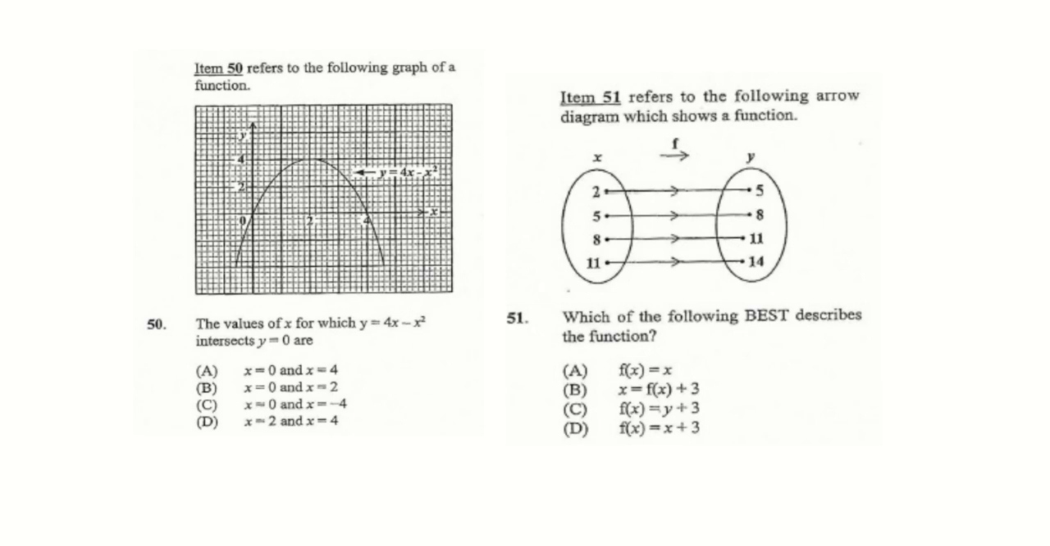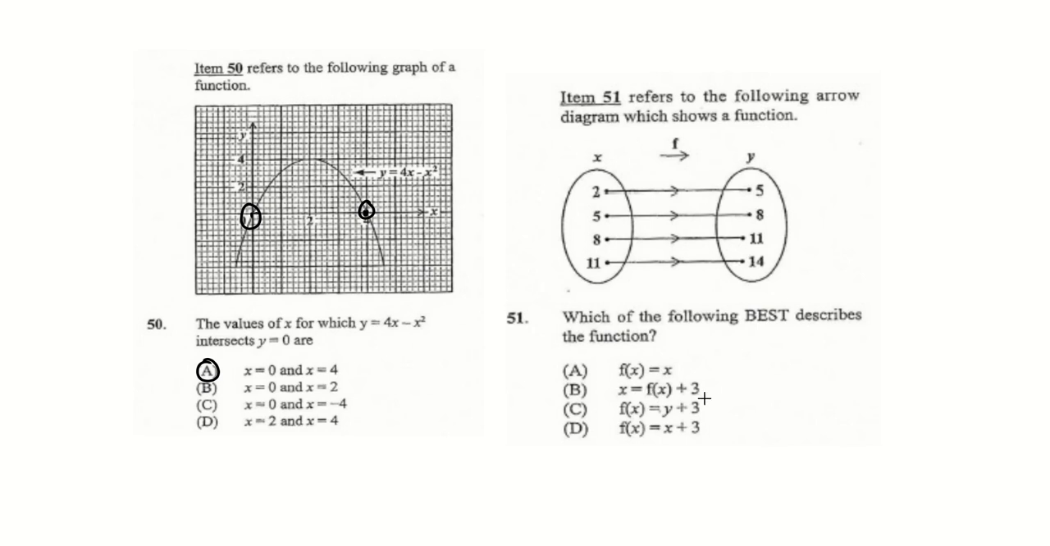Right, where x is equal to 0, that's 4 and 0. 0 and 4, that's A. This one, which of the following best describes a function? This was f of x, which is, what is y?